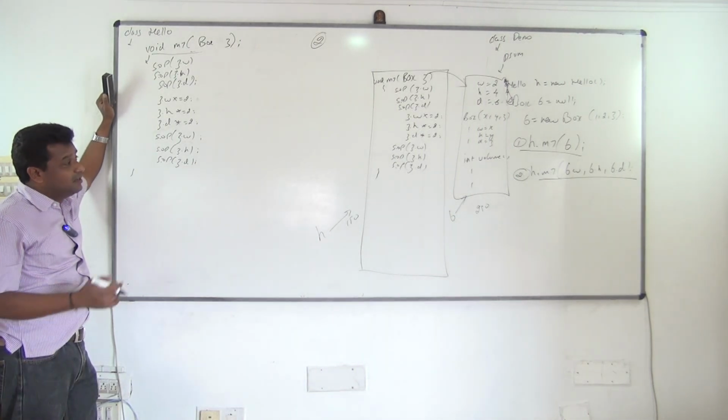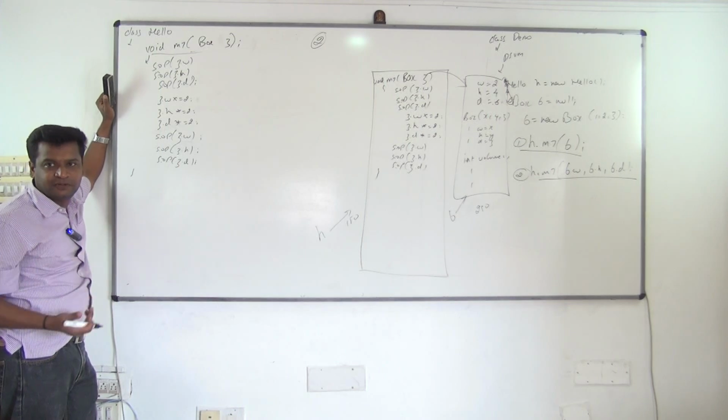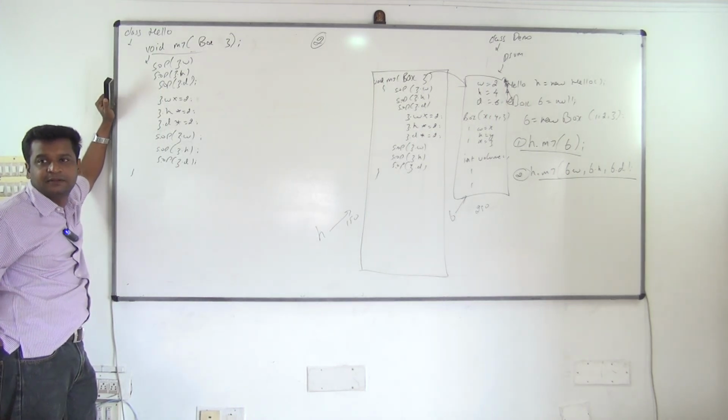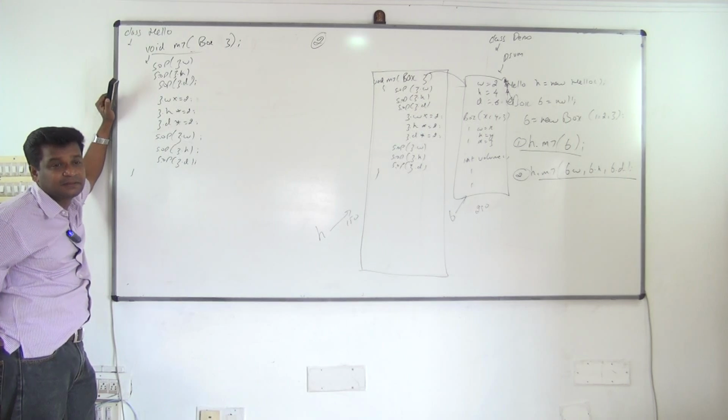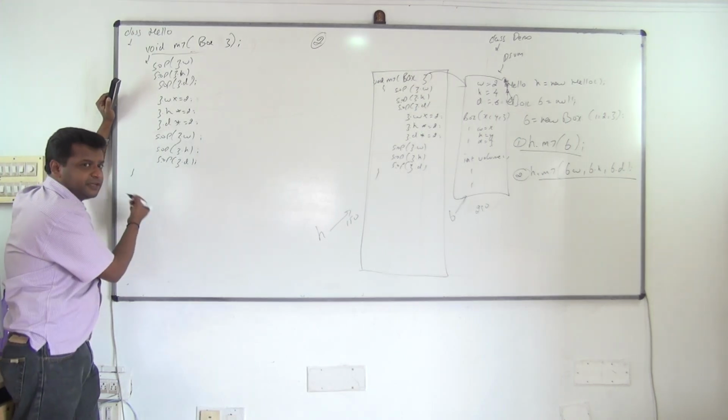Okay, now I'll write one more method, then I'll type and show it to you. Do you have any questions here? Sir, can M7 directly call box? That is, if I use box B inside M7. 100%. See this, that's what I'll do next.